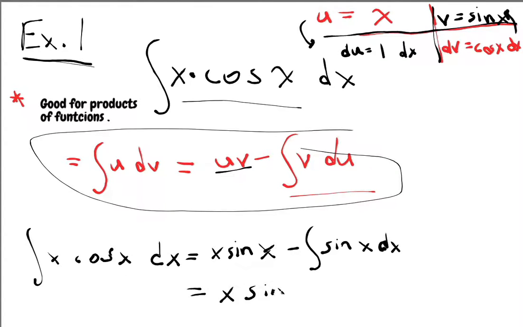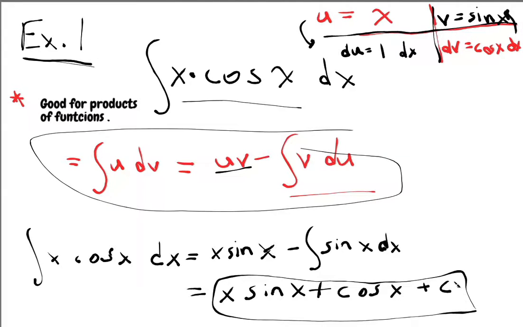And we get x sine x. The antiderivative of sine x is negative cos x, but the negatives will cancel out. So we'll have plus cosine x. Don't forget, this is an indefinite integral, so our final answer should have plus c. And that's one example of how to use integration by parts.